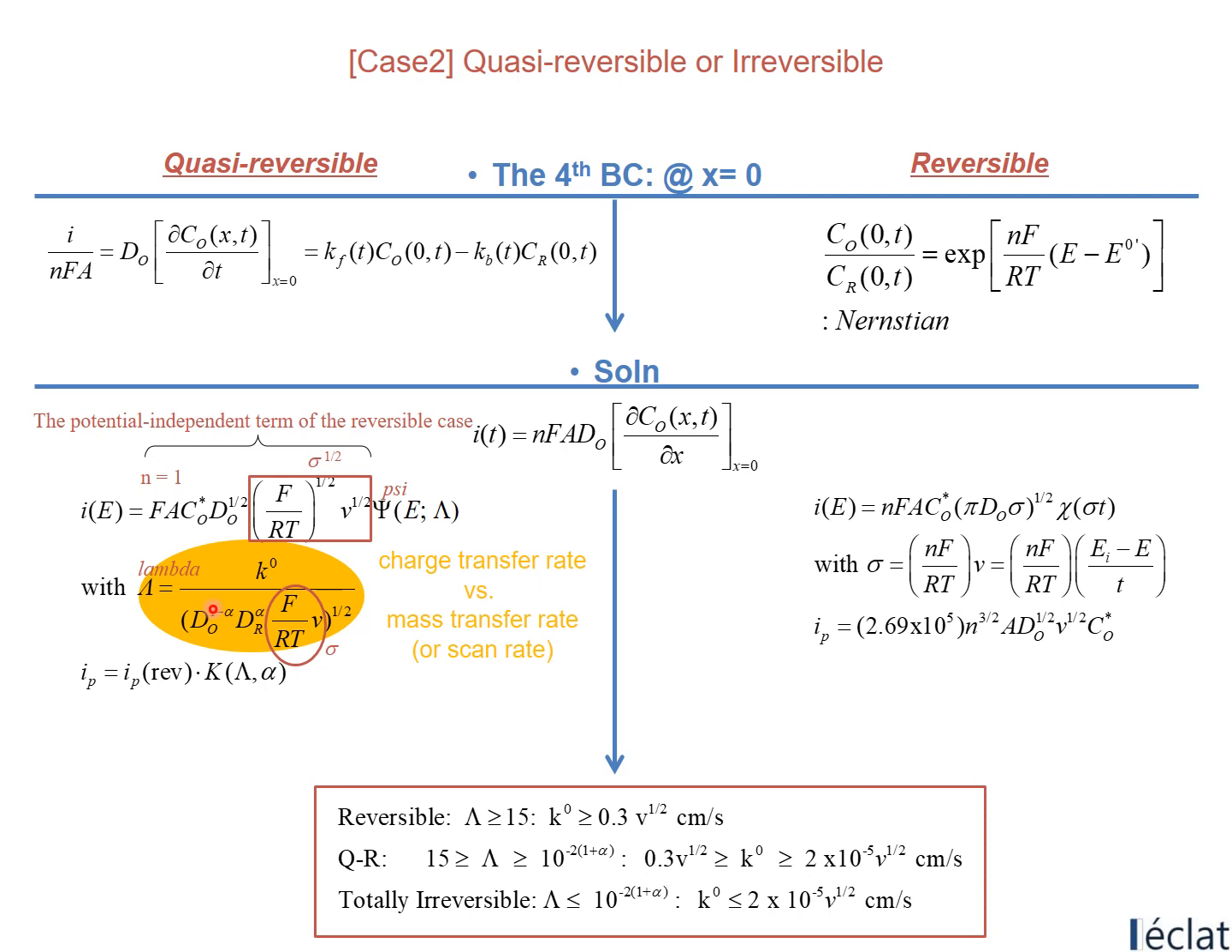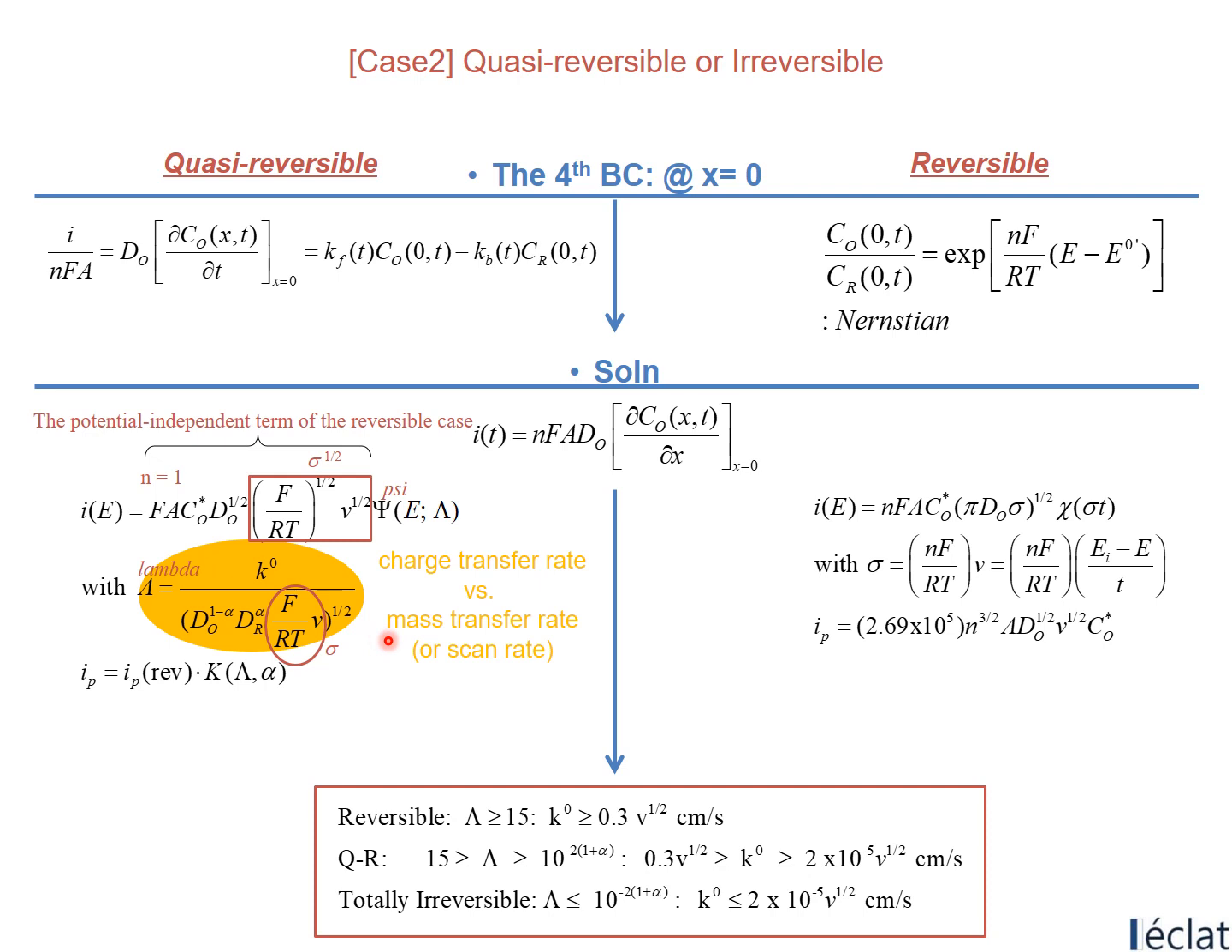What is the meaning of a large value of lambda? For a large value of lambda, for example larger than 15, it means charge transfer is much faster than the mass transfer or scan rate. So it means my electrochemistry is reversible. In a reversible system, the overall kinetics is determined by the mass transfer or scan rate. So higher values of lambda indicate reversibility. Very reversible.